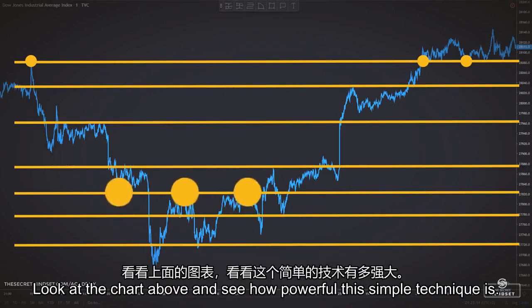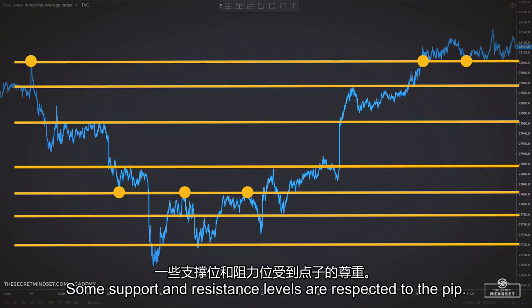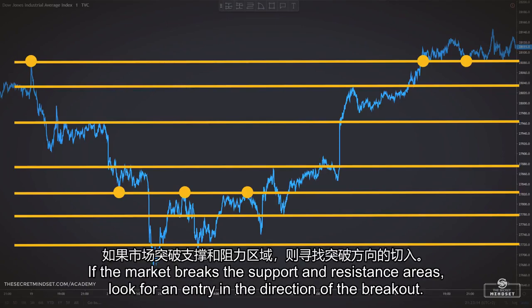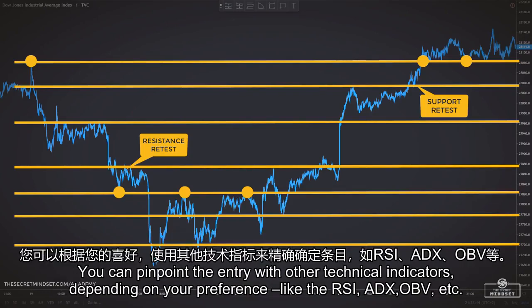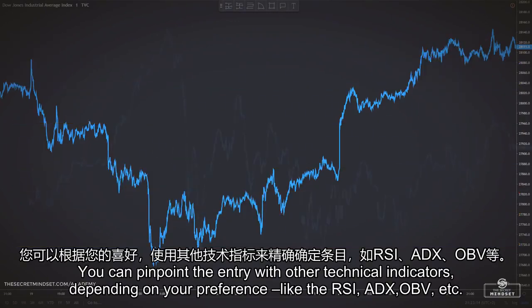Look at this chart and see how powerful this simple technique is. Some support and resistance levels are respected to the pip. If the market breaks the support and resistance areas, look for an entry in the direction of the breakout. The conservative way is to wait for a retest of the support or resistance level and enter the market at the first sign of rejection of that level. You can pinpoint the entry with other technical indicators, depending on your preference, like the RSI, ADX or OBV.